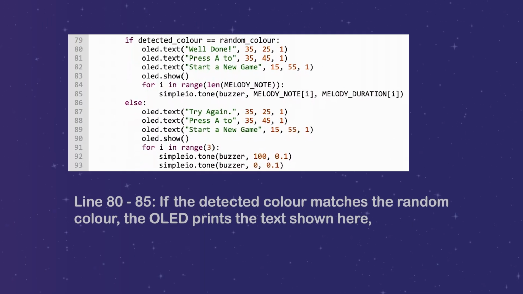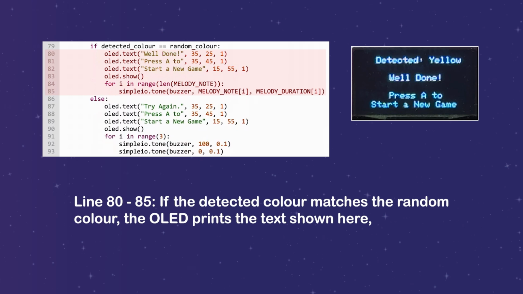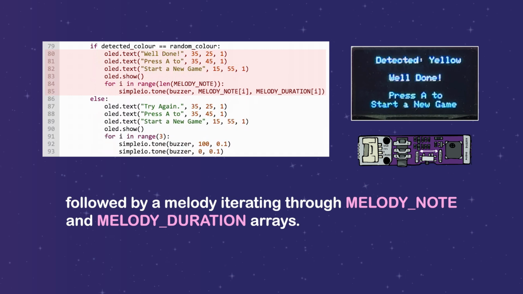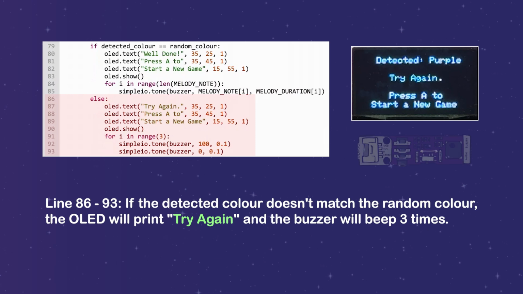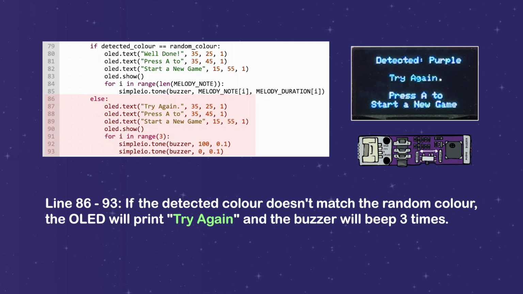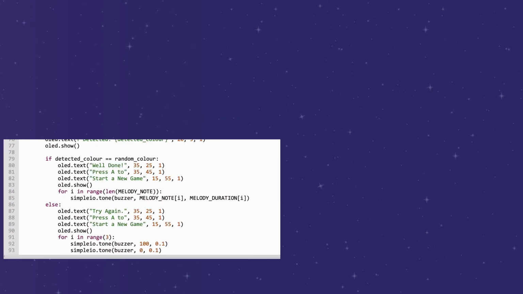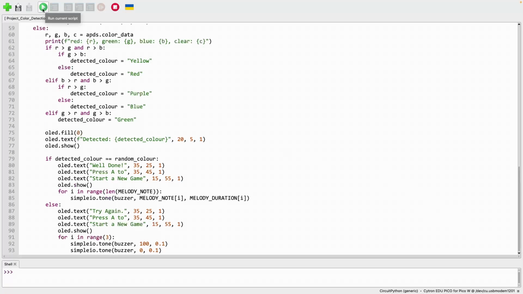Line 80 to 85, if the detected color matches the random color, the OLED prints the text shown here, followed by a melody iterating through melody note and melody duration arrays. Line 86 to 93, if the detected color doesn't match the random color, the OLED will print "try again" and the buzzer will beep 3 times. And now let's run the code and try our program together.